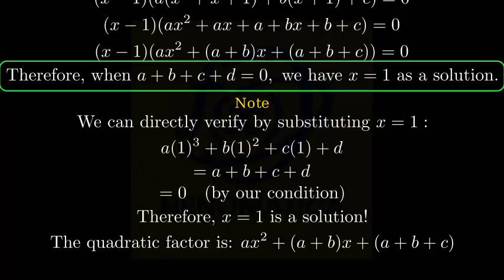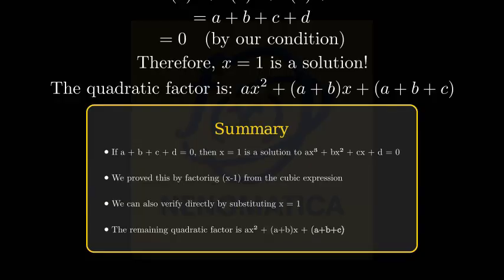To summarize, we've proven an important theorem. If the sum of the coefficients in a cubic equation ax cubed plus bx squared plus cx plus d equals 0, that is, a plus b plus c plus d is 0, then x equals 1 is a solution to the equation. This is a useful property that can help simplify the process of solving certain cubic equations. Let's look at an example to apply this theorem.